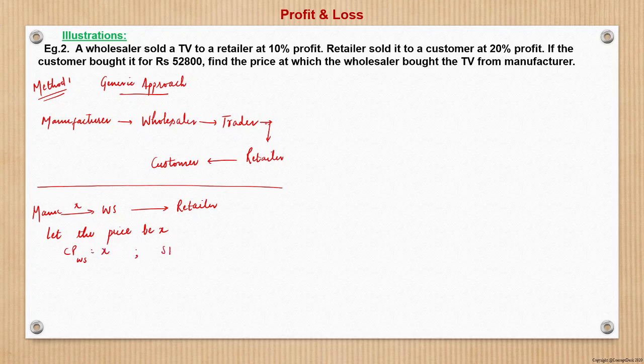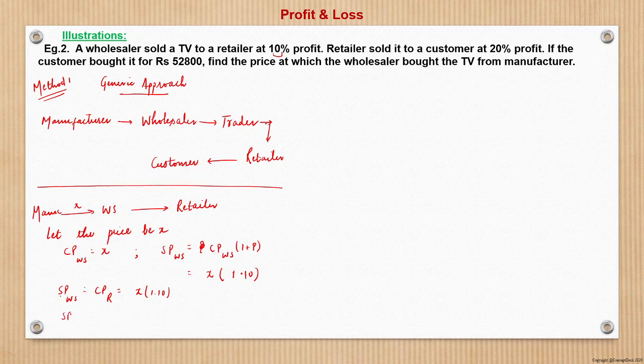So what will be the SP for the wholesaler that we have to find? SP will be CP for wholesaler into 1 plus profit, and this CP we have assumed to be X. Here 1 plus profit is 10%, so 1.10. Now the retailer sold it, so see what the cost price is. We know that the selling price for the wholesaler will be the cost price for the retailer, and this is nothing but X into 1.10. Then the retailer sold to a customer at a profit of 20%.